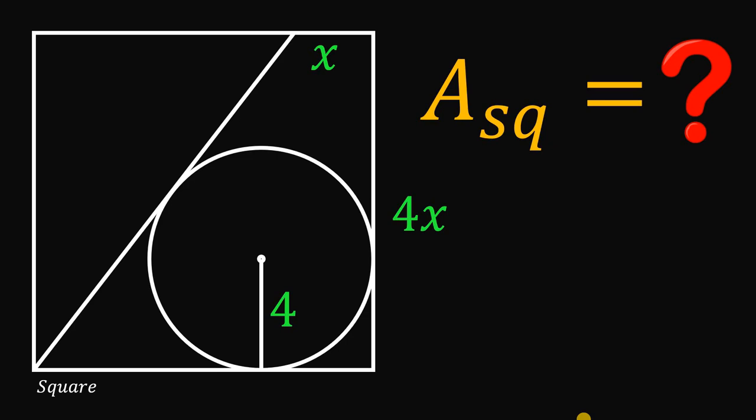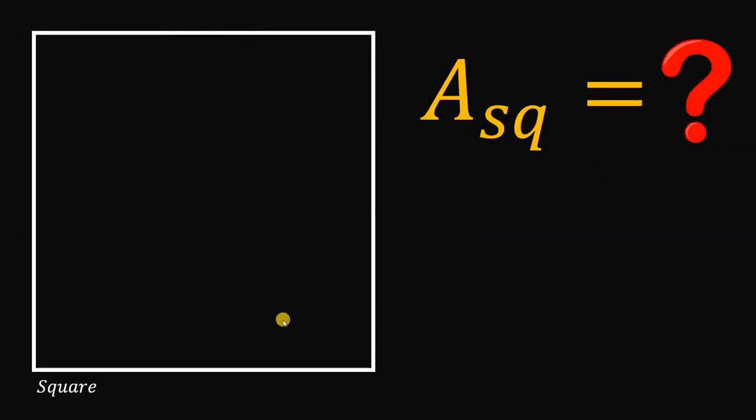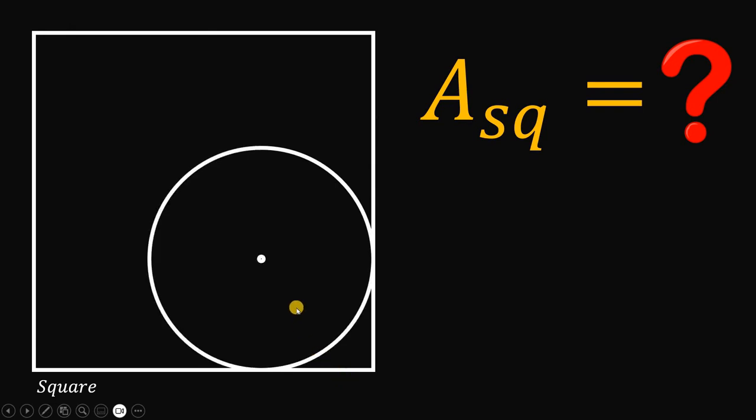Can you solve this geometry challenge? Here's the question. Given this square, from this corner, let's draw a circle with a radius of 4 units.